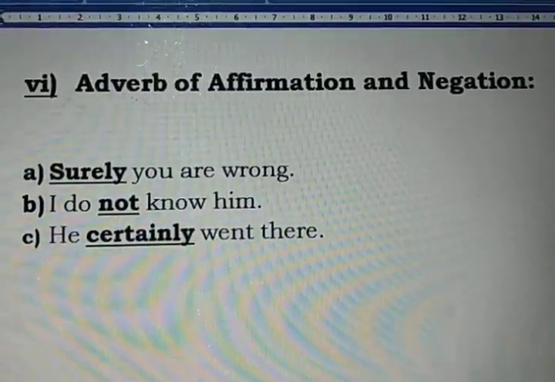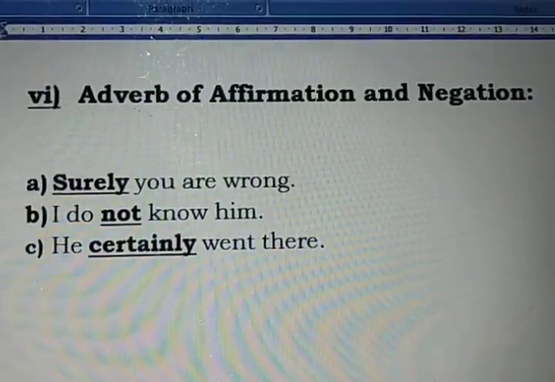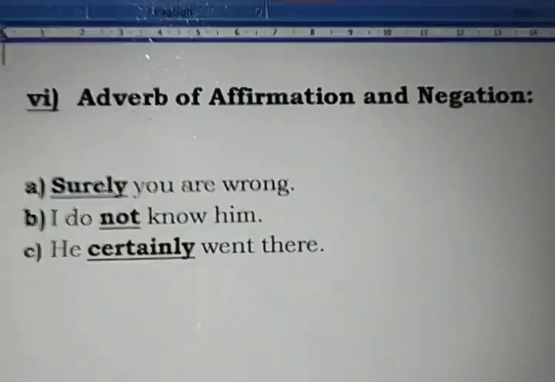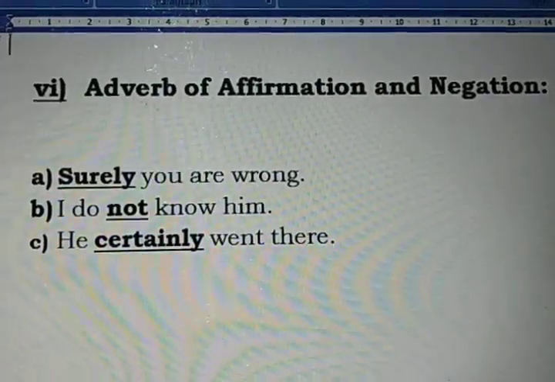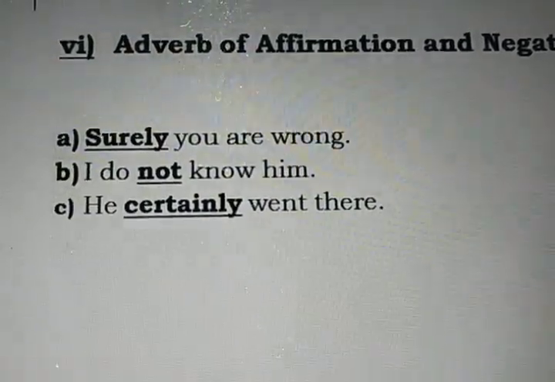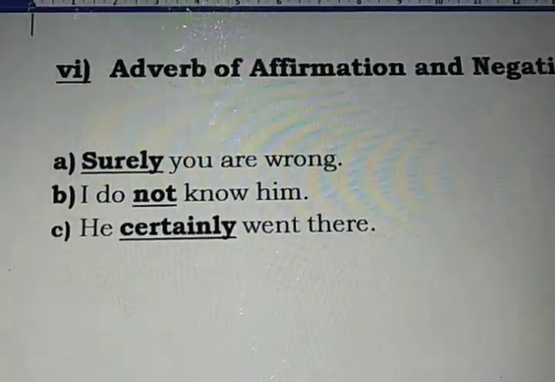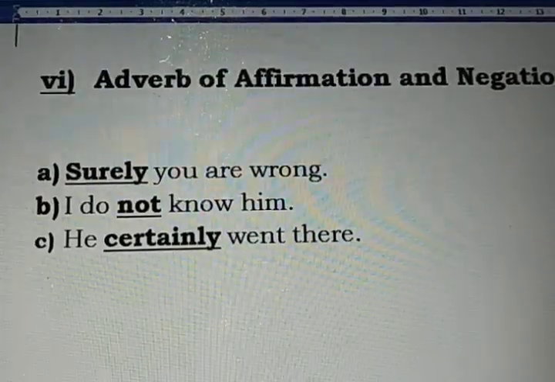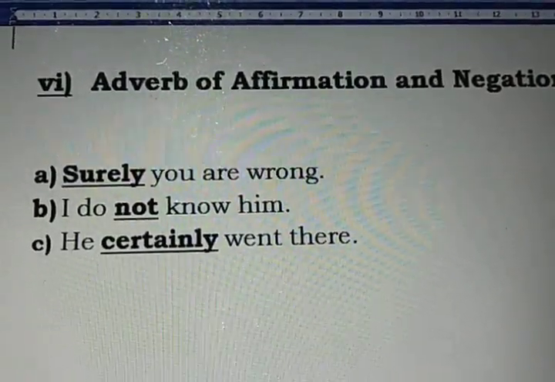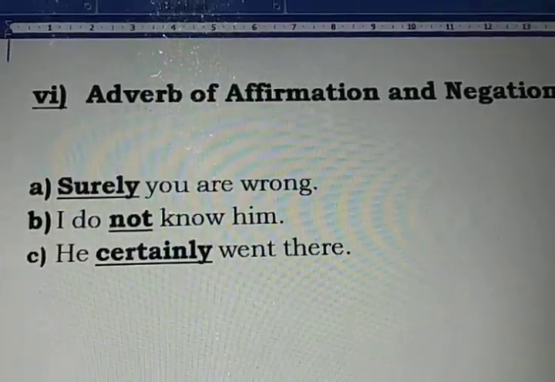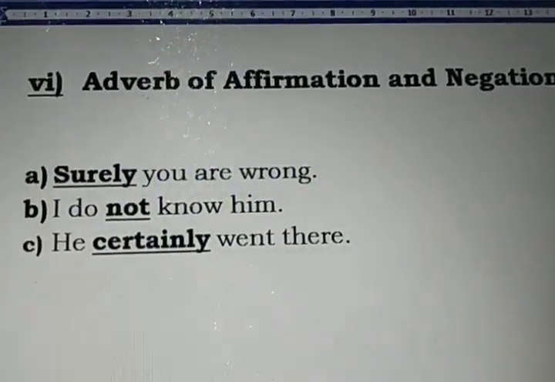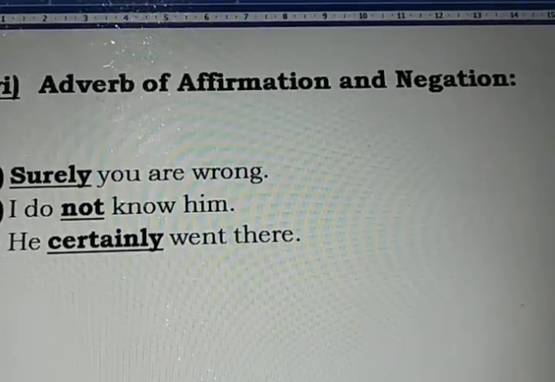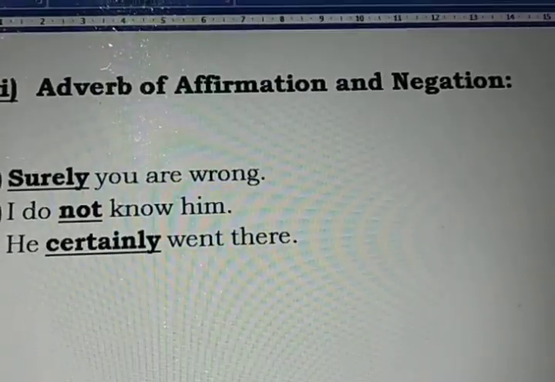Next one, I do not know him. So the word not is your adverb of negation, because he's saying no. Third one, he certainly went there. That word certainly is your adverb of affirmation. Means जो सब जो आपके बताएं कि हाँ वो चीज़ हुई है, affirm करें चीज़ को, we call them adverb of affirmation. जो adverb वो चीज़ को नकारे या मना करे, that's called adverb of negation.